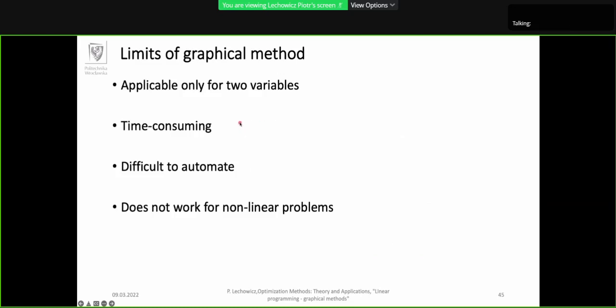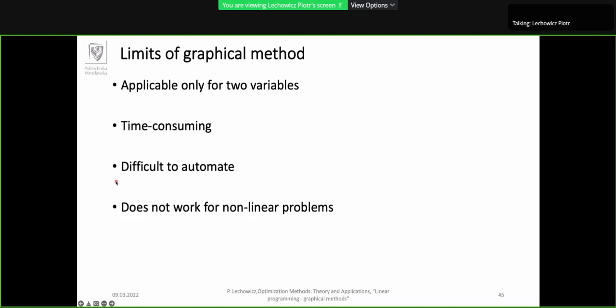So what are the limits of the graphical method? To conclude this talk, first of all, it's very limited because it is applicable only for two variables. It's not possible to solve more dimensional problems with this method. It's, as you saw, time consuming because we have to draw constraints, we have to think whether it's above or below the constraint, find the feasibility set, draw the level lines of the objective function, and move this objective function towards optimum.